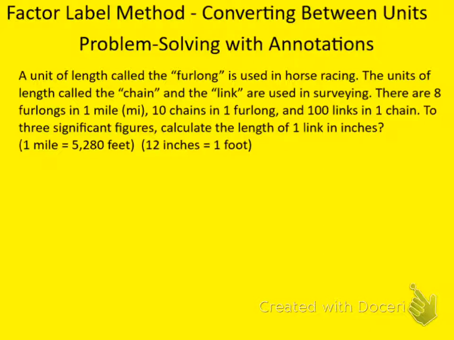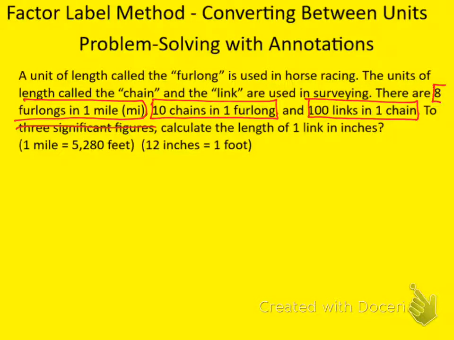There are 8 furlongs in 1 mile. That's a piece of data. There are 10 chains in 1 furlong and 100 links in 1 chain. To 3 significant figures, we're just going to cross that part out, don't worry about that. Calculate the length of 1 link in inches. So inches is what I'm solving for. I'm going to make my plan.